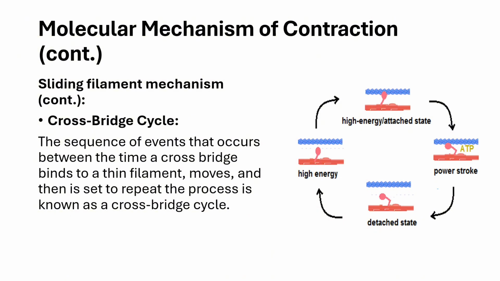Number 2 is the power stroke. As the myosin head pivots, it pulls the actin filaments towards the center of the sarcomere. It shortens the muscle. This is known as the power stroke, and it releases energy stored in the myosin head. Number 3 phase is the detached stage. After the power stroke, a new ATP molecule binds to the myosin head, causing it to detach from the actin filament. And number 4 stage is reactivation. The ATP is hydrolyzed into ADP and inorganic phosphate. It re-energizes the myosin head and prepares it to bind to a new actin site. It will restart the cycle.